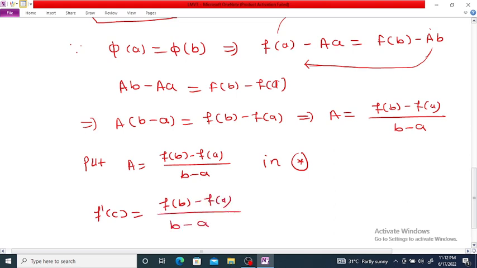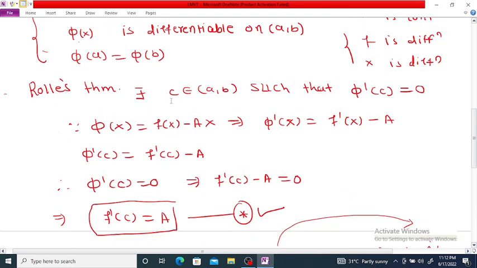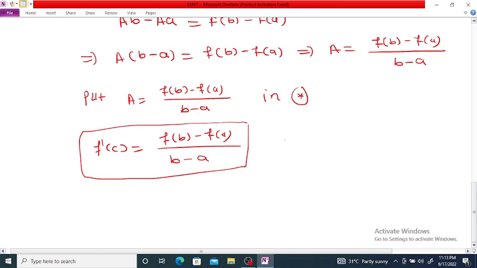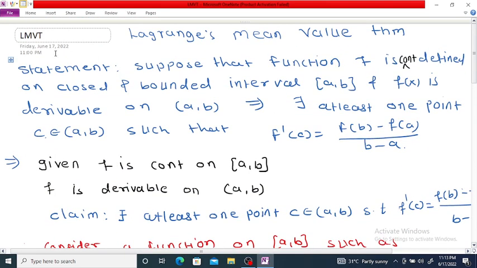And what is here? c. Hence the proof. But what is c here? By using Rolle's theorem, c lies in the open interval ab, and therefore here we have verified the Lagrange's mean value theorem, LMVT.